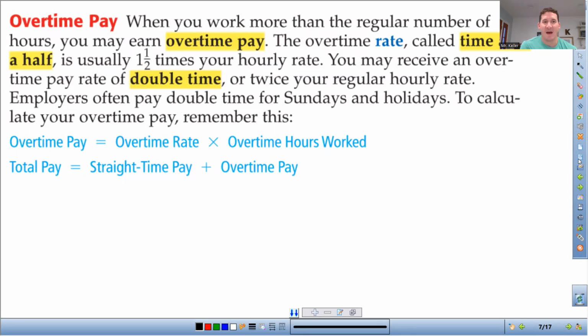Time and a half means you get 1.5 times your normal hourly rate. Sometimes you may be entitled to double pay, so that's 2 times your normal hourly rate. Some states may have laws where you have to get paid overtime, double pay, or time and a half if you're working holidays or sometimes Sundays. But we're just going to look at how to calculate the rate and then calculate the total amount of pay.